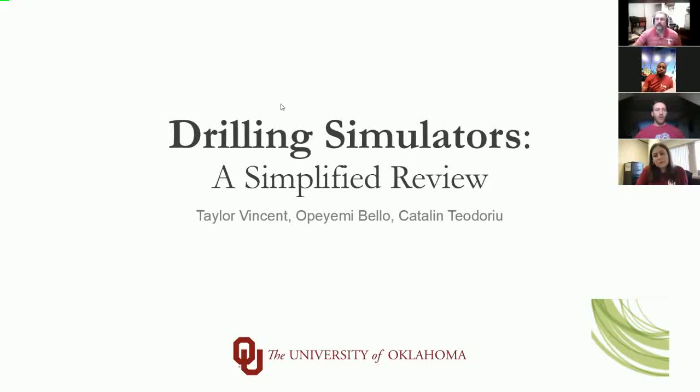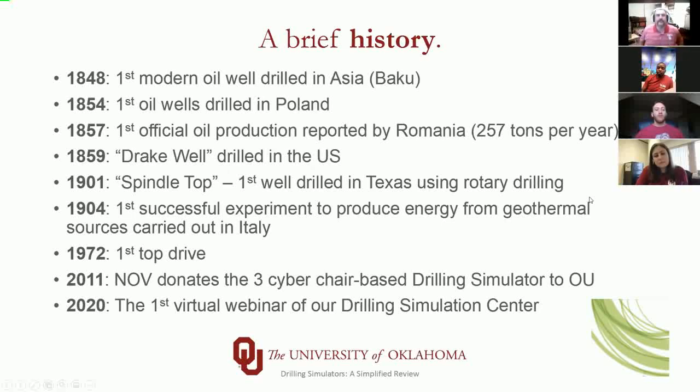our oil and gas. In our history, we can start from 1848, when the first ever modern oil well was drilled in Asia, Baku. I call it modern for 1848 because later the wells were drilled with various methods and concepts until 1901, when Spindletop in Texas had the first ever well drilled using what we call today rotary drilling.